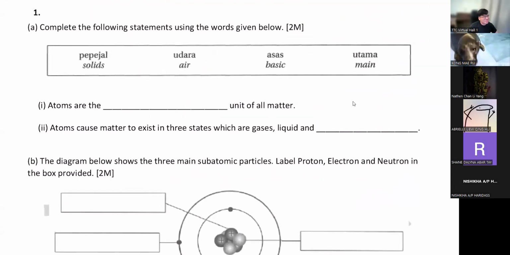Okay, so number 1, atoms are the basic unit of all matter. They're like the smallest Lego. Atoms cause matter to exist in 3 states, which are gas, liquid, and solid. Guys, this chapter is really easy.